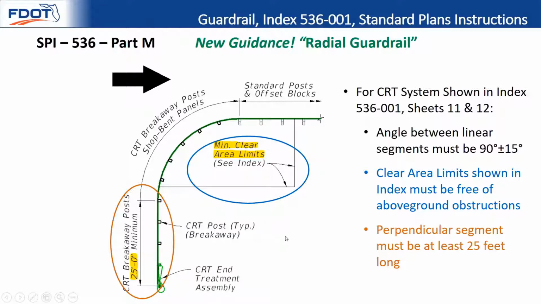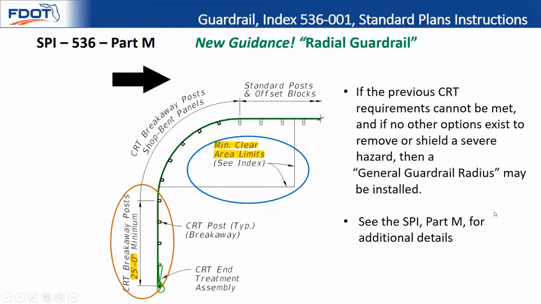And we understand it is tough to meet that, but it should always be a goal if you have the space. So one other thing we've added to this radial guardrail segment is to say that if the previous CRT requirements can't be met, if no other options exist to remove or shield a severe hazard, then a general guardrail radius may be installed. And so we wanted to give another option for a low speed condition.